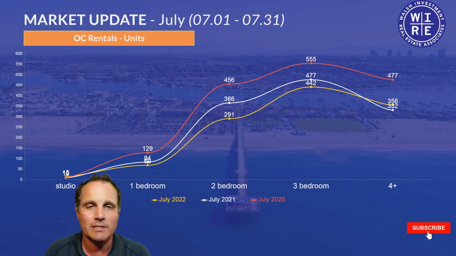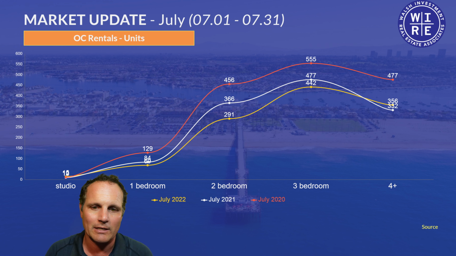After we run through the unit numbers, the numbers that have leased in July, then we're going to look at the median rental rates, and that's where it gets interesting. We're going to show you those increases. So studios are way down. Studios and 1 bedrooms actually tend to be the most popular units, but you can see there just aren't as many of them that were closing in July.